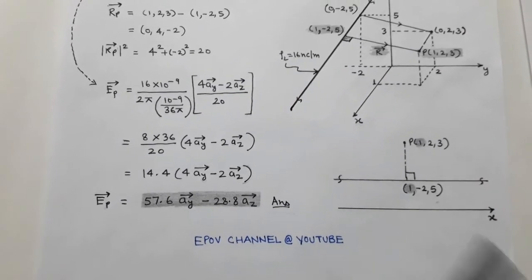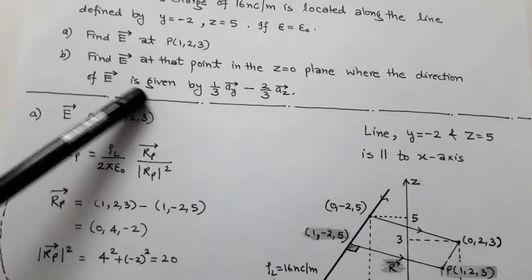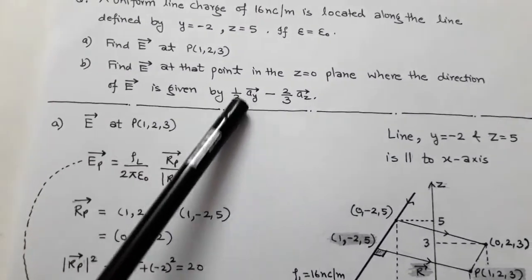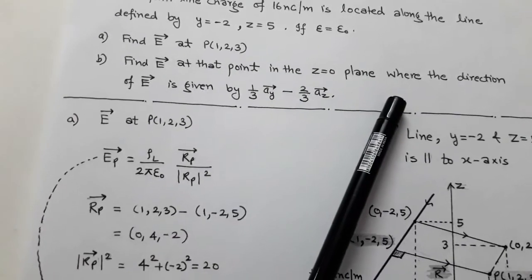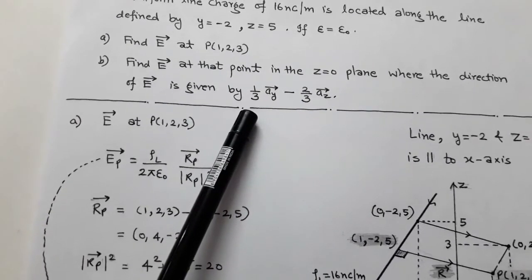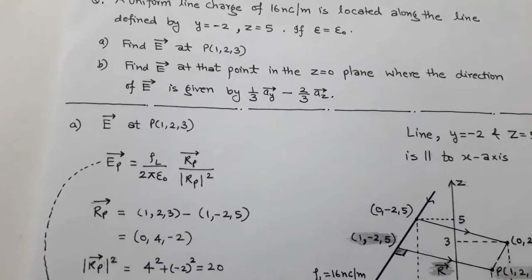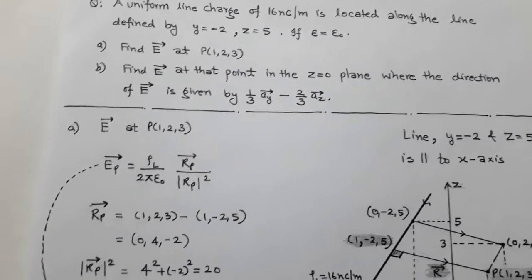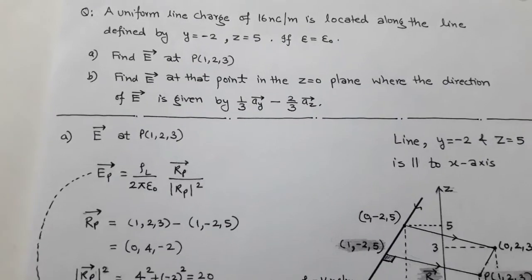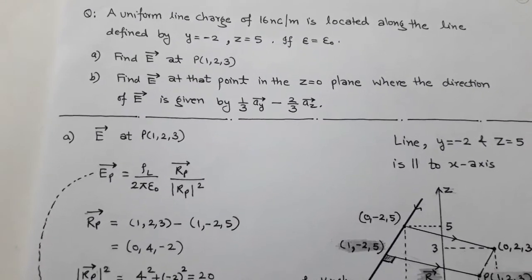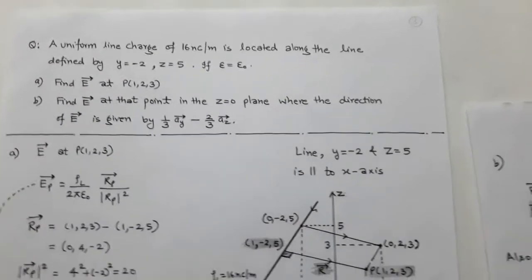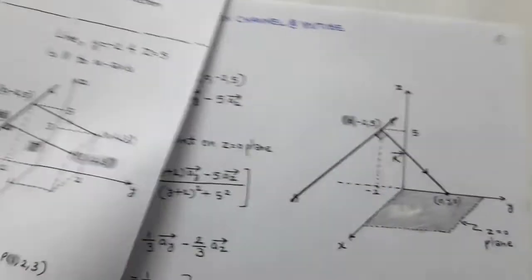The second part is we have to determine the electric intensity E at that point in the z equals to 0 plane, where the direction of electric intensity E is given by 1 upon 3 unit vector y minus 2 upon 3 unit vector z. So here we have to determine electric intensity in the z equals to 0 plane, where the electric field is given.